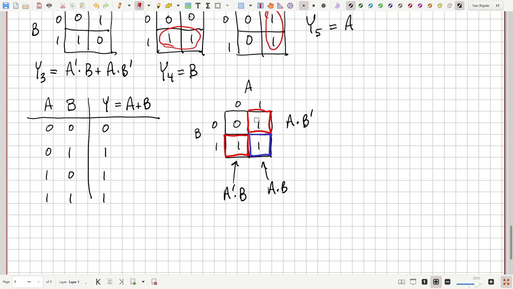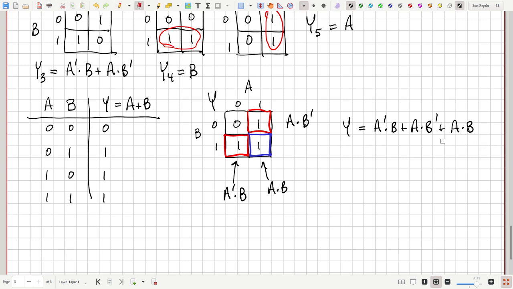And then I would have the OR of that. It's this or this or this. Those are the three cases where Y here is equal to 1. So we could write that Y equals not A and B, or A and not B, or A and B. But of course we know that it's equal to A or B, right? So this is just a different way to write this same function.